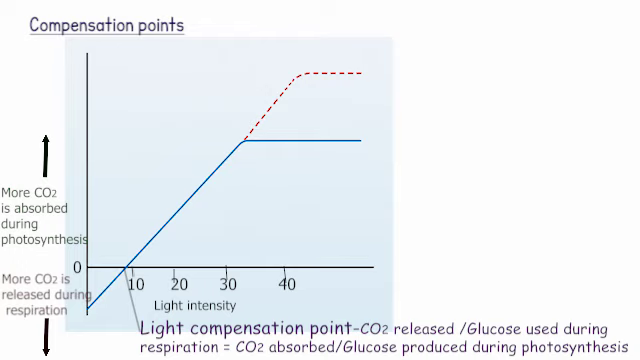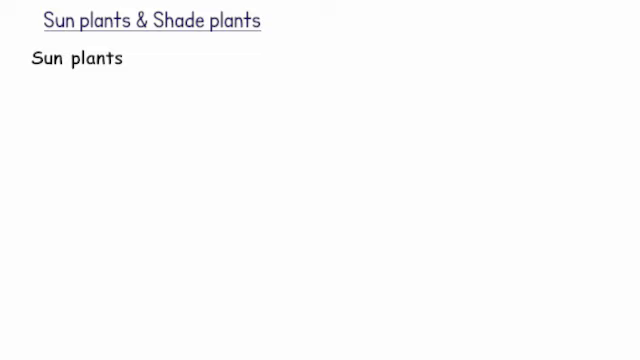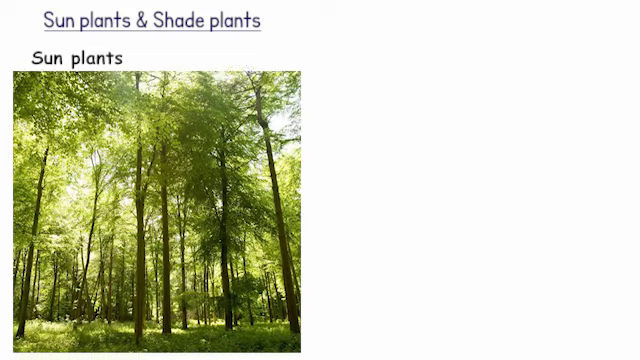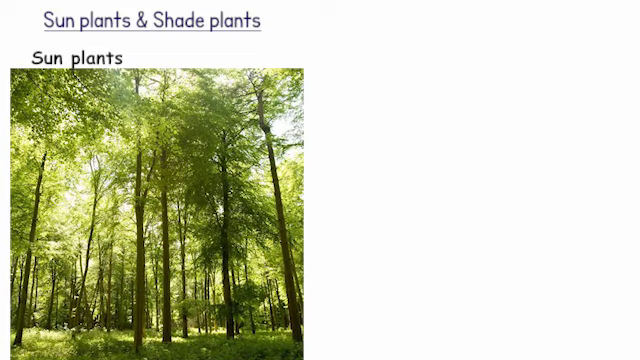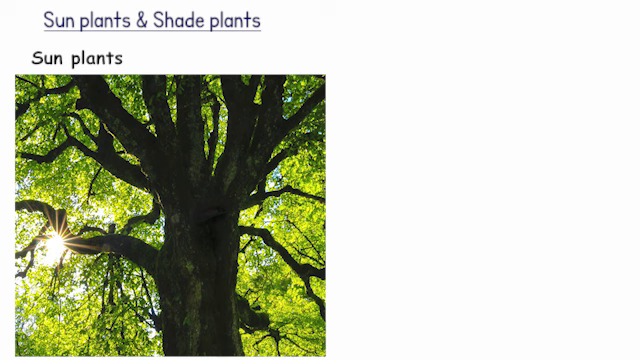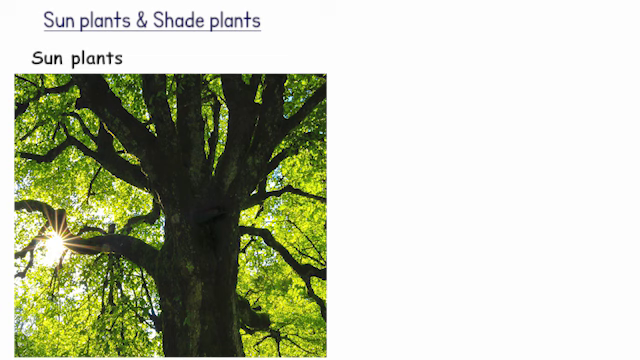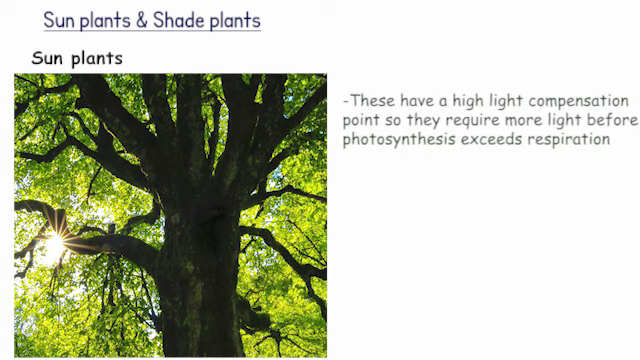Okay, now I'll start with sun plants. Now when I say sun plants, I'm not talking about sunflowers. I'm talking about sun plants, and these include, the best example I can use is trees, because these are always exposed to high light intensities. So what you need to know about sun plants is that these have a high light compensation point, so they require more light before photosynthesis can exceed respiration.